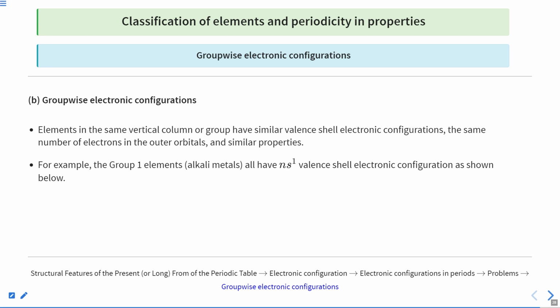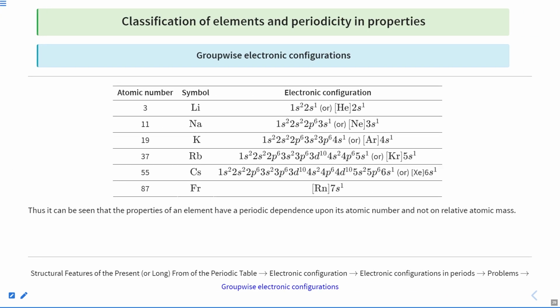Group-wise electronic configuration. So what is group-wise electronic configuration? The elements in the same vertical group or column have similar electronic configuration, the same number of electrons in the outer orbital, and therefore they have similar properties. For example, group 1 elements all have ns1 configuration. It is shown here. They all have ns1 configuration, where n stands for the period we are talking about. This shows that the properties of the elements are in accordance with the atomic number.